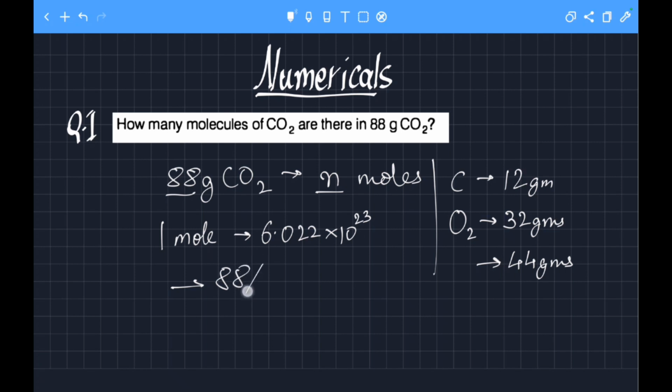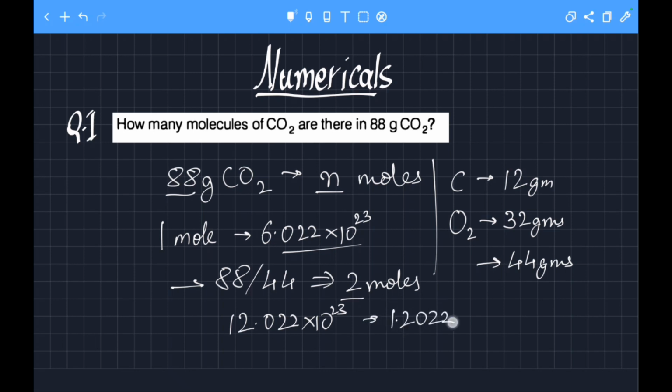Now calculating n is very simple. It's simply 88 divided by 44, that is 2 moles, correct? And we simply multiply NA with 2, and that is the number of molecules in 88 grams of CO2. So 6.022 into 10 raised to 23 multiplied by 2 will be 12.022 into 10 raised to 23, or 1.2022 into 10 raised to 24. Either of these is the correct answer.